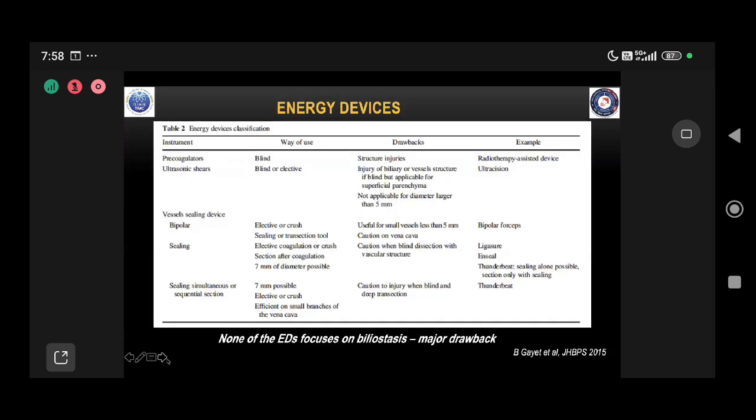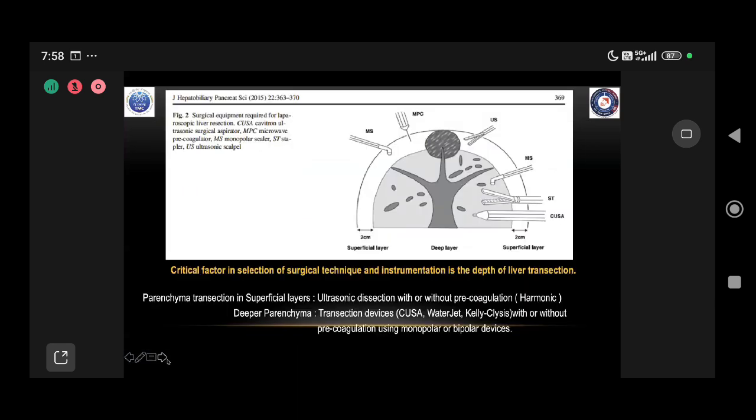And there are precoagulators, there are vessel sealing devices. You can use the LigaSure, the Harmonic. But again, when you use energy devices, they seal small vessels, but they also seal bile ducts. In the post-operative period, if you have a bile duct which has been sealed during surgery, it might just open up and cause a bile leak. So what we practice is that in the superficial layers you use ultrasonic dissection either without or with a precoagulating device, and in the deeper parenchyma you use transection devices like the CUSA or water jet, and as I said, Kelly clamp crushing is an elegant method itself.